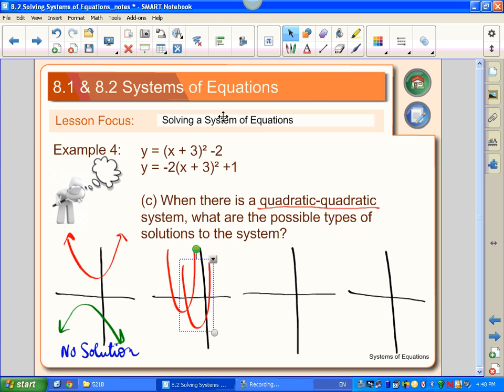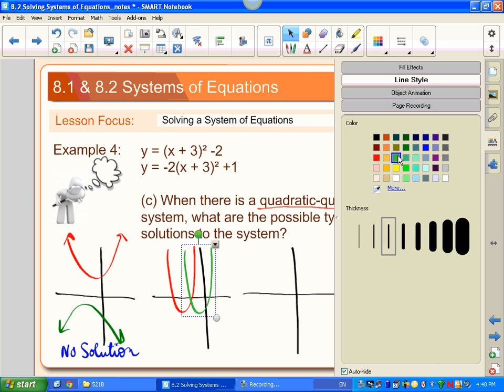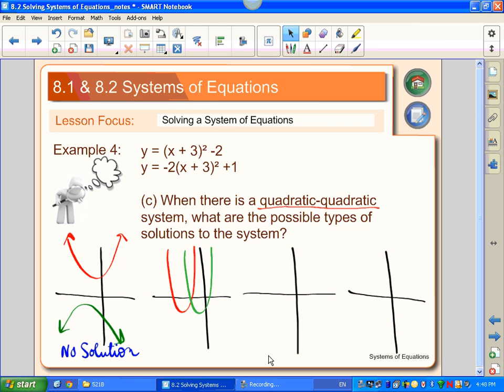So we know it's exactly the same. Just translate it, and I'm just going to translate it horizontally, just to show it in a different color. So there we have two parabolas. What do we have here? We have one point in common, so this is a one solution.